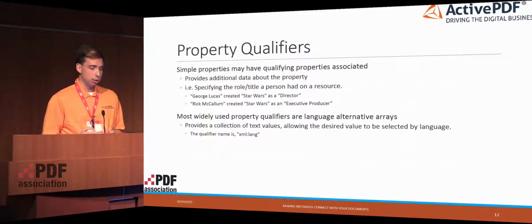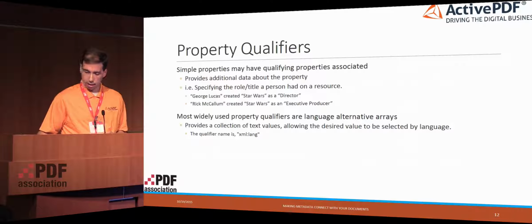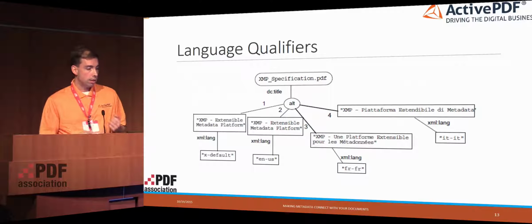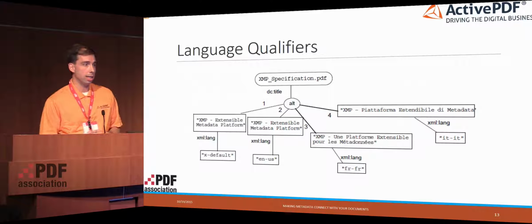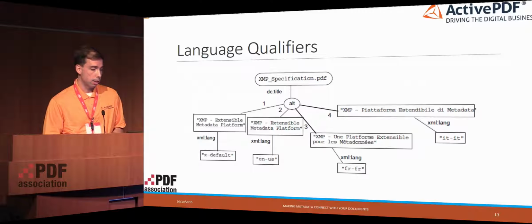The most commonly used property qualifiers are language alternative arrays, and we'll see that in the next slide here. First thing I want you to notice is that this is dc:title. That's going to be the Dublin Core title. And Dublin Core is used to describe and document multiple resources, and so you'll see a lot of that namespace in your XMP, especially in the XMP that's set using a standard reader today.